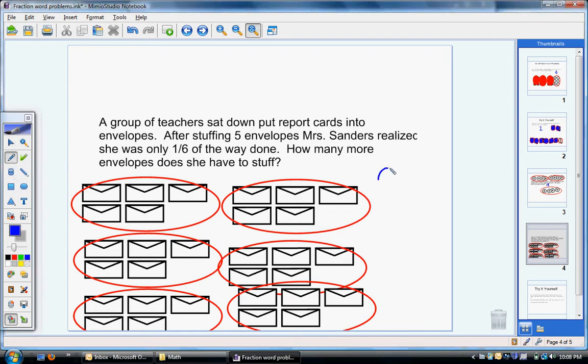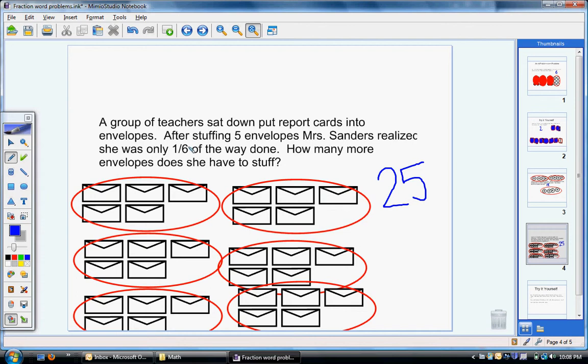Notice how important it is to read that question. It's not what is the total, but it's how many she has left to do. She's already done 5, or 1/6. We had to figure out the remaining 5/6, which is 25 envelopes.